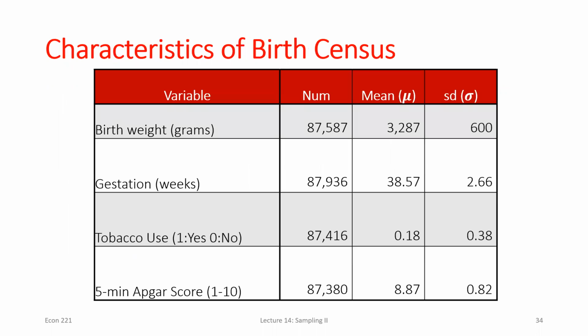If I have the population data, all 87,000 births, I can calculate pretty easily in Excel the means and the standard deviations. You can see birth weight, length of pregnancy, whether or not they use tobacco, and this Apgar score, which is a 0 to 10 measure. So I could calculate these ahead of time. Now, the most alarming thing is still 18% of mothers had nicotine in their system while they were pregnant. Like I said, this is 2004, so hopefully this has changed, but it's a lot higher than I thought it would be.